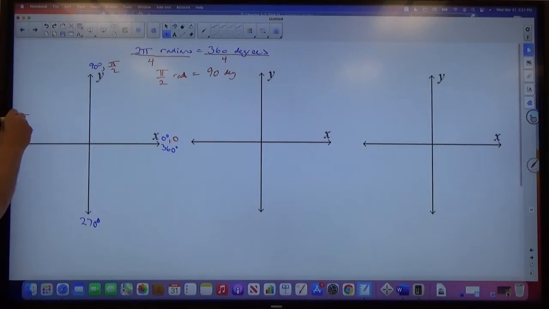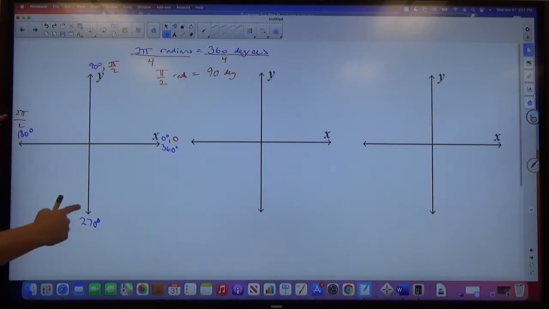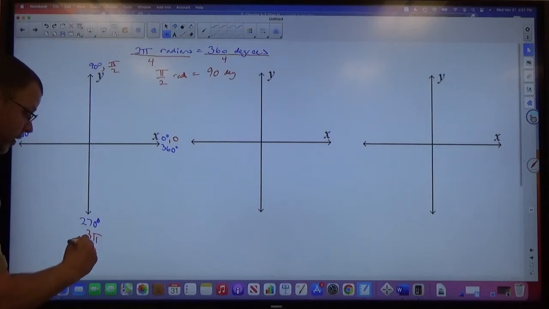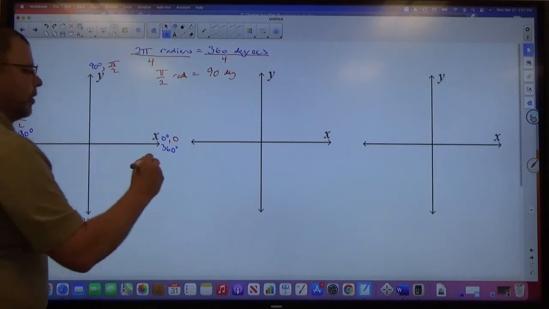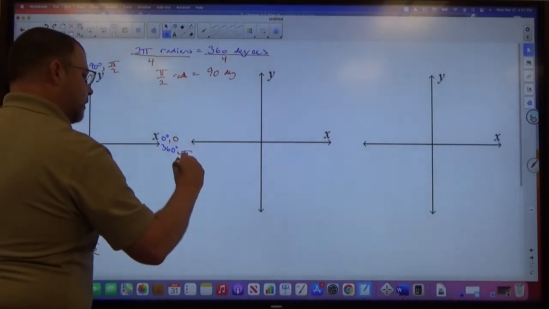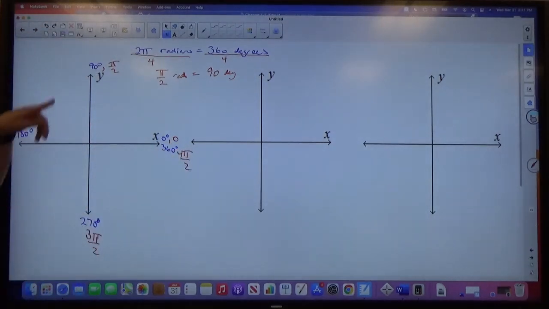If I add pi over 2 to 2 pi over 2, I get? 1 pi over 2 plus 2 pi over 2. Hard to write this. So 2 pi over 2 plus 1 pi over 2 is 3 pi over 2. 3 pi over 2 plus pi over 2 is? 4 pi over 2. So just like we added 90 all the way around, we just keep adding pi over 2's, right?